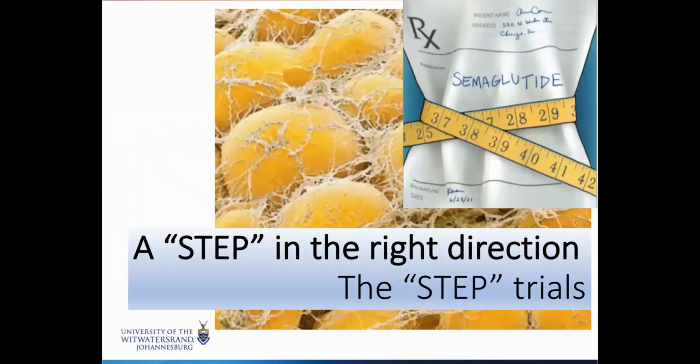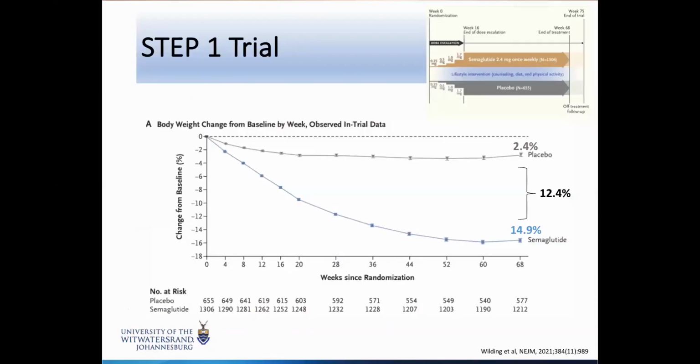Another GLP-1 receptor agonist is semaglutide, which is an exciting new anti-obesity medication with great efficacy. We have the STEP trials, and I'm going to take you mainly through the STEP 1 trial, which was part of a series of trials that were designed. Semaglutide 2.4 milligrams was given subcutaneously, once weekly. This is not the same as liraglutide, which is given daily. This was together with lifestyle modification, and the endpoints were looked at at week 68.